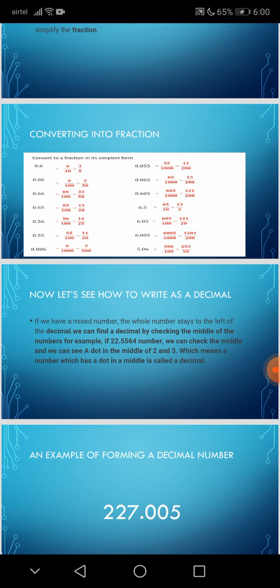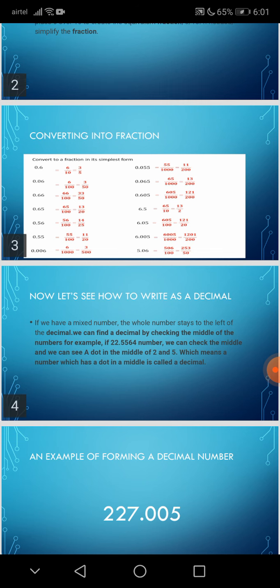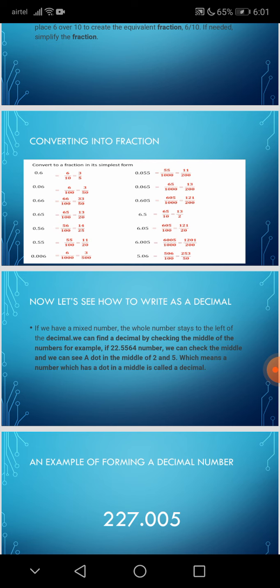Now in 0.6, there are 6 by 10, so we can write it as 0.6. So this sum can make a fraction in the simplest form. Now let's see how to write as a decimal.